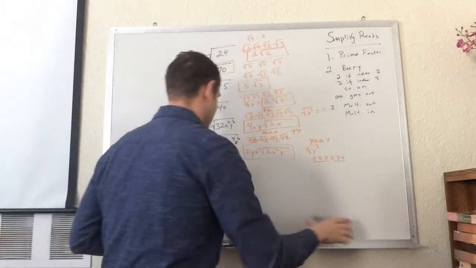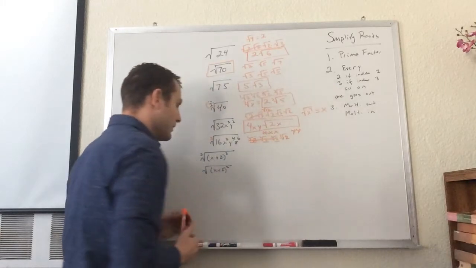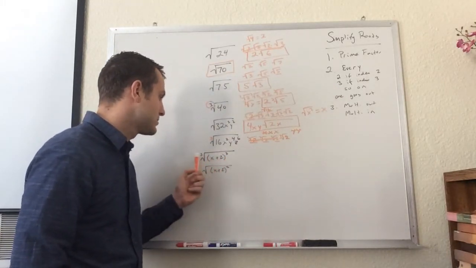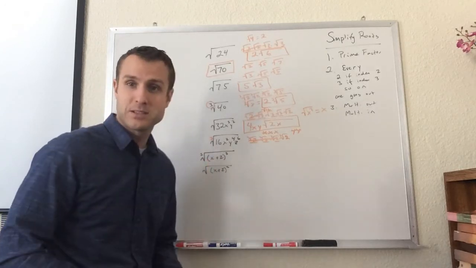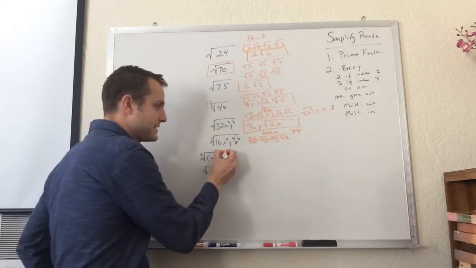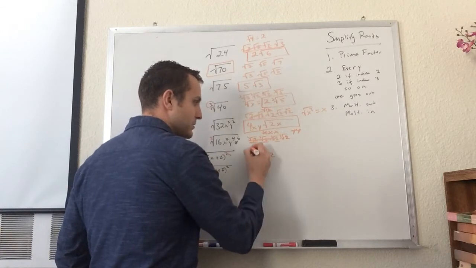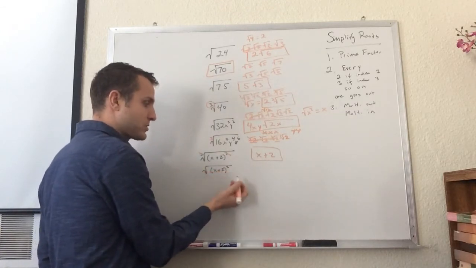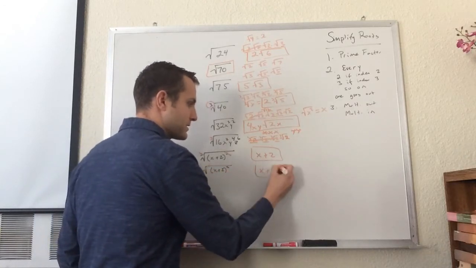Now, one last section here. Here I have in parentheses x plus 2 cubed to the cubed root. Well, what does that mean? That means I have 3 x plus 2's. So I can pull the x plus 2 out. Basically what this does is this cancels this. So I'm just left with x plus 2. Same thing happens here. This is the square root of x plus 2 squared. So these just cancel. So I'm just left with x plus 2.